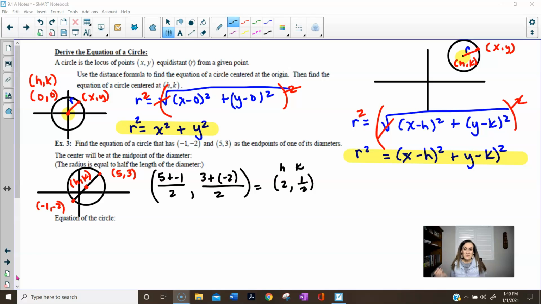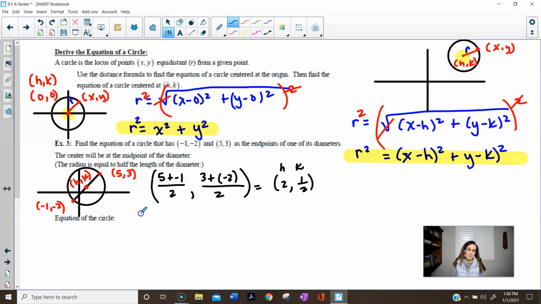So now that I have found the midpoint, which is the h, k, the center of the circle, I need to find this. Now I can find the distance of the diameter, and then I could cut it in half, and that would be the radius, because I'm looking for the radius. Or I could use h, k and find the distance from h, k to say 5, 3. I'm going to go ahead and look for the diameter.